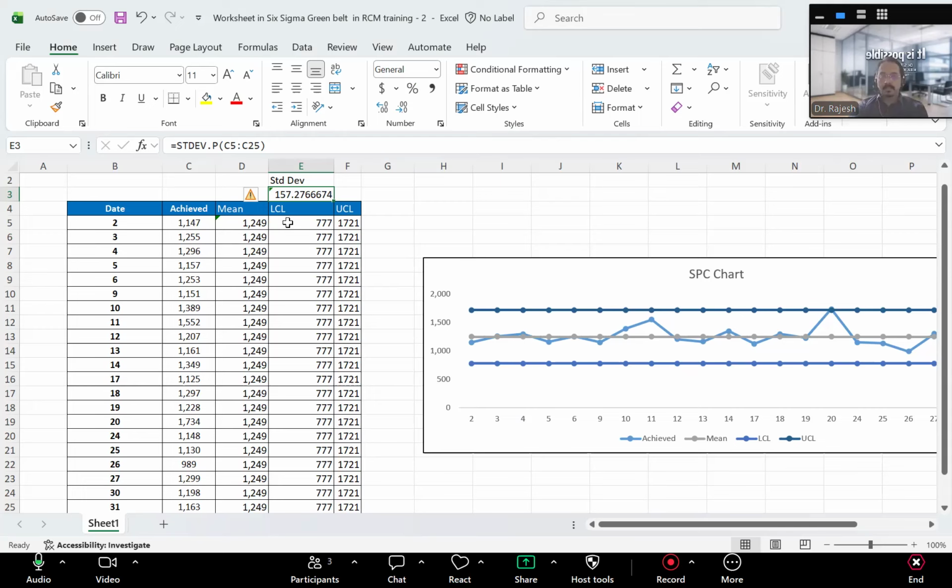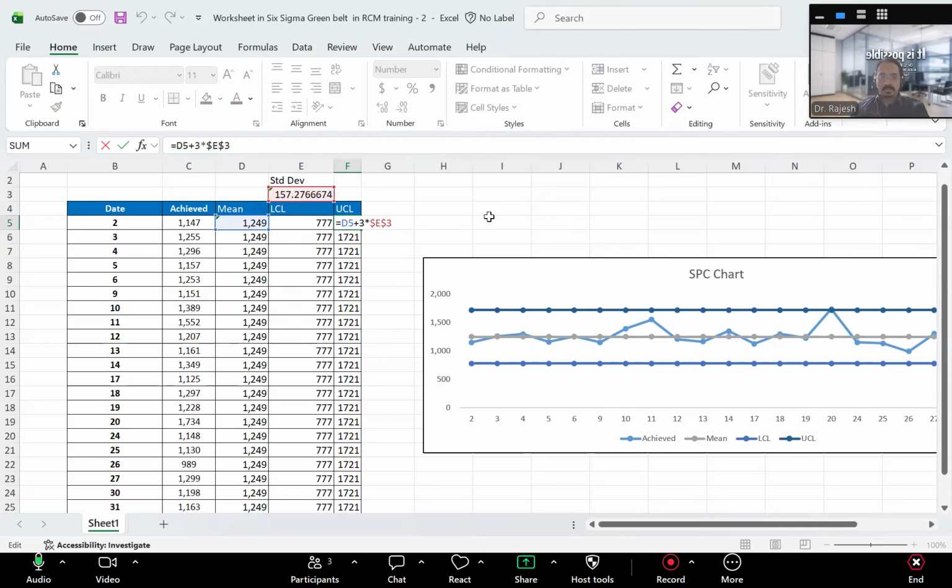In that, I'm creating my LCL. LCL is nothing but I'm calculating my mean minus 3 into this particular standard deviation. That is my lower control limit. When it comes to the upper control limit, it will become plus 3. So the deviation is minus 3, plus 3. So I am keeping the Six Sigma level as my method.